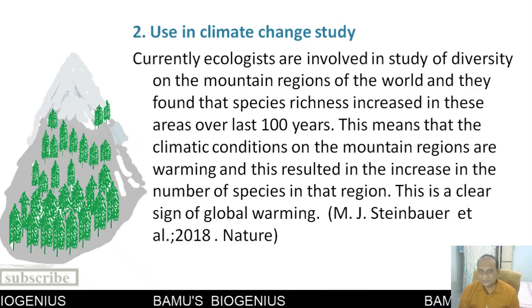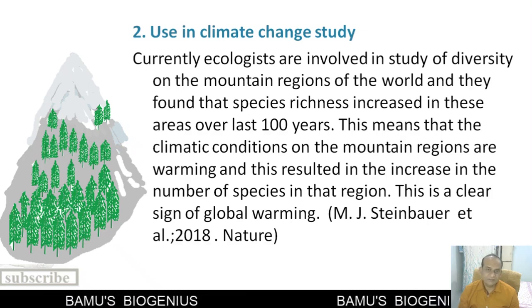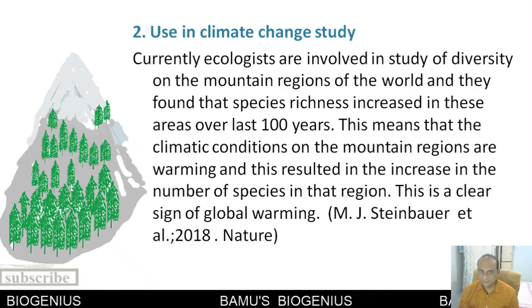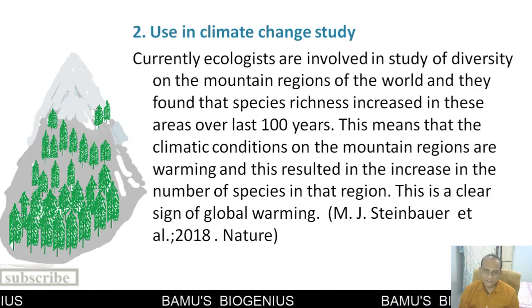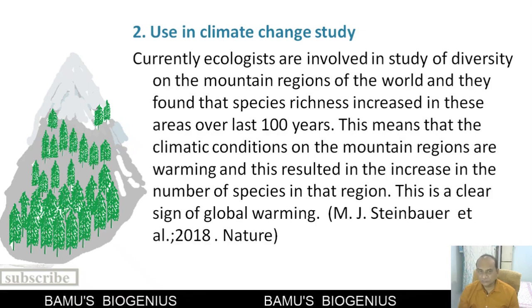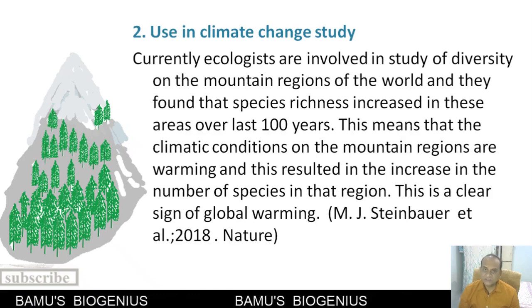Now, what is the meaning of this? The meaning is that these newer species have arrived in these mountainous regions because of global warming. And this is clear-cut proof that global warming is happening. This is the study done by M.J. Steinbauer et al. in 2018, and the research was published in Nature. So this is how these species area relationship curves can be useful to study climate change.